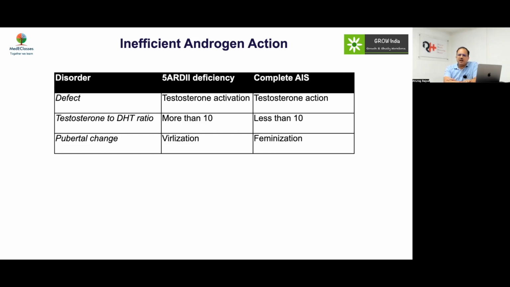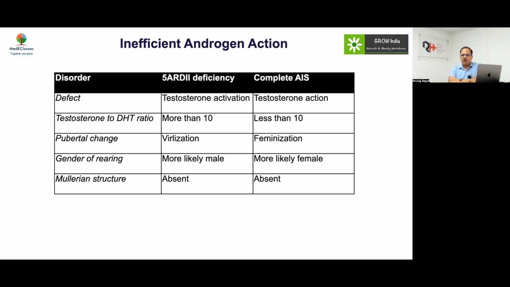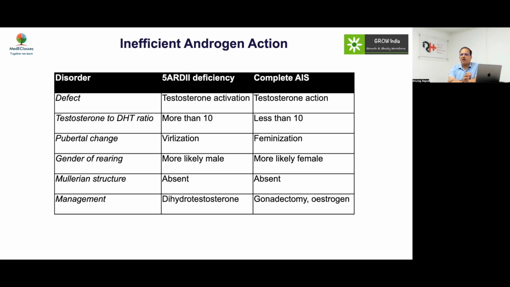Pubertal change, of course, is virilization in 5-alpha reductase, and in complete AIS you will have feminization. Very importantly, the gender of rearing is male in 5-alpha, because during the antenatal period they have been exposed to high levels of androgens, while complete AIS will more likely be reared female. For partial AIS, we may consider either, depending upon the level of virilization. Mullerian structures will be absent in both of them. Management for 5-alpha is topical dihydrotestosterone application, and for complete AIS it is gonadectomy and estrogen replacement.